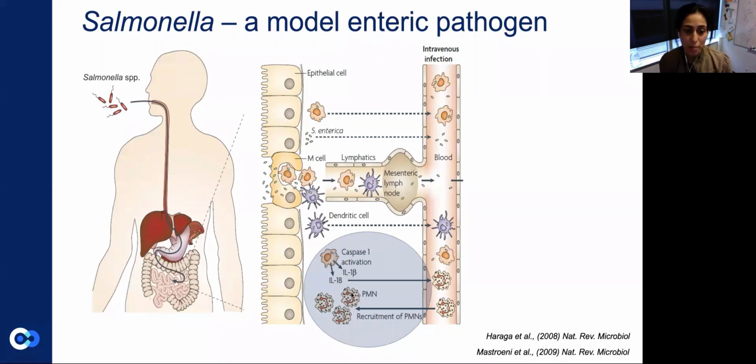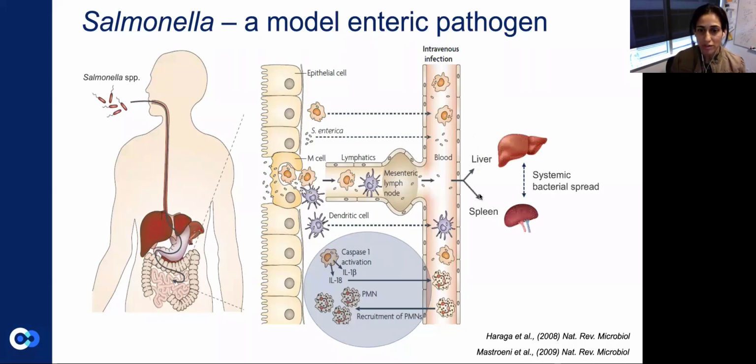IL-1 beta is a really potent recruiter of neutrophils. And this early recruitment of neutrophils is actually required to clear Salmonella infection. But Salmonella has actually evolved to evade this response and go systemic as infection progresses. And so eventually it does make its way into the blood and to secondary lymphoid organs such as the liver and the spleen. And this constitutes basically the systemic spread of the pathogen.